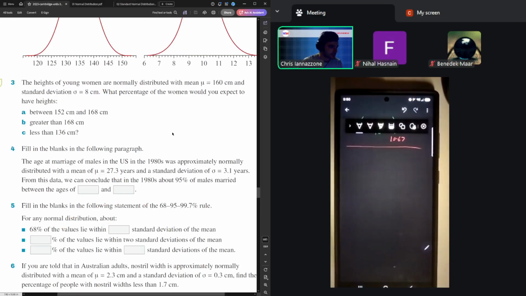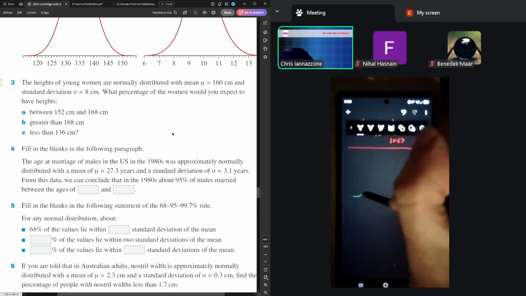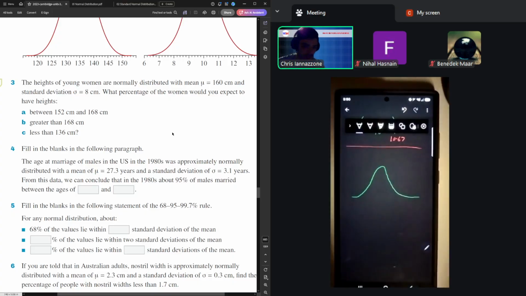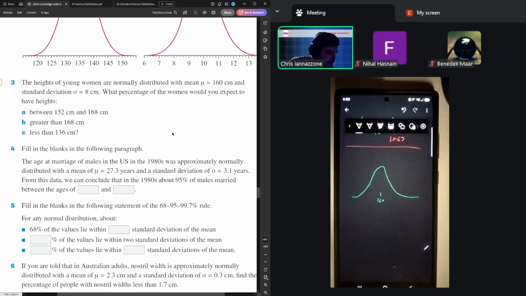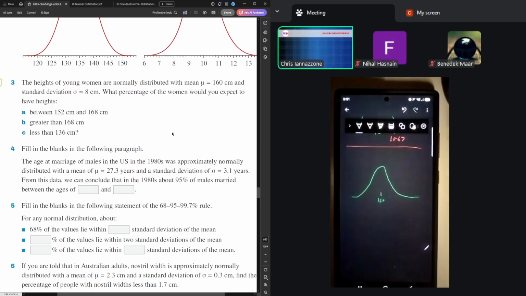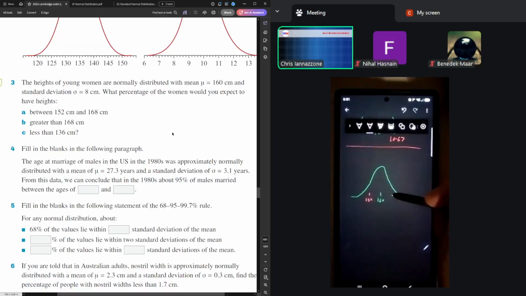Cool. Okay, so part A, between 152 and 168. Just like I mentioned before, we start by drawing our normal distribution. The mean was 160, so that's going to be the center of our normal distribution. And the thing that we care about is to be between 152 and 168. So 152 would be a little bit left, and 168 would be a little bit right, which means we want to find the probability in here.